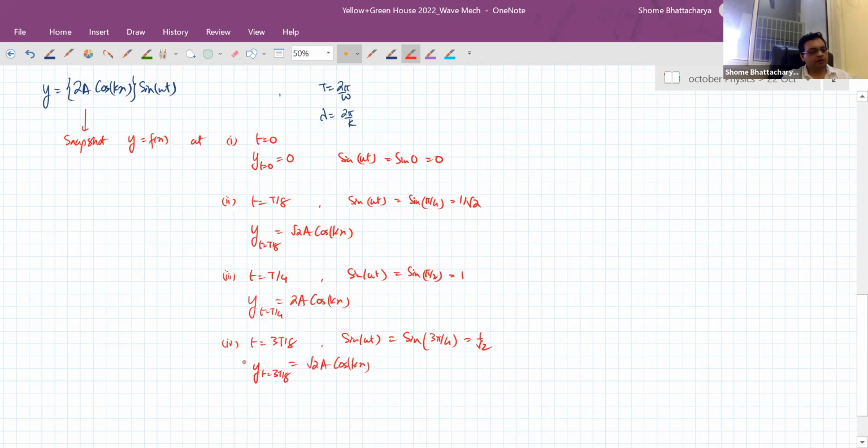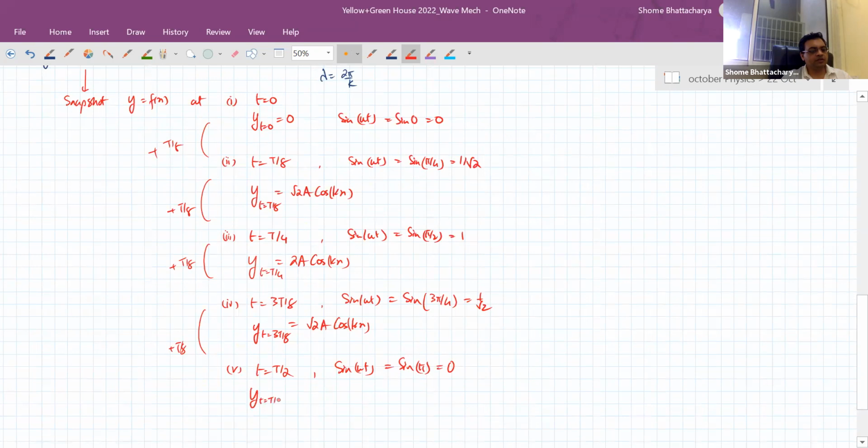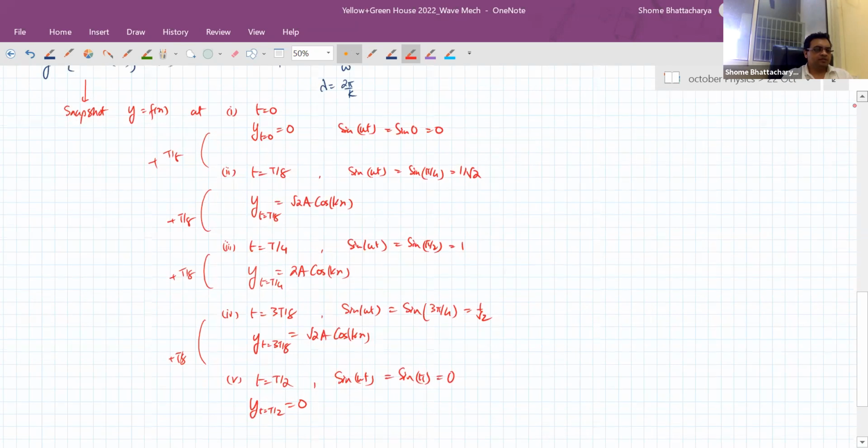So we are going on increasing the time by a factor of 1 by 8, plus 1 by 8, plus 1 by 8, plus 1 by 8. So if we do this series till we complete one cycle. Next we'll come to t equal to T by 2. So sine omega t now becomes sine pi. That becomes 0. So we are back to that situation where all the medium particles are at the mean position at T by 2. So just note down these values up to here, then we'll continue forward.